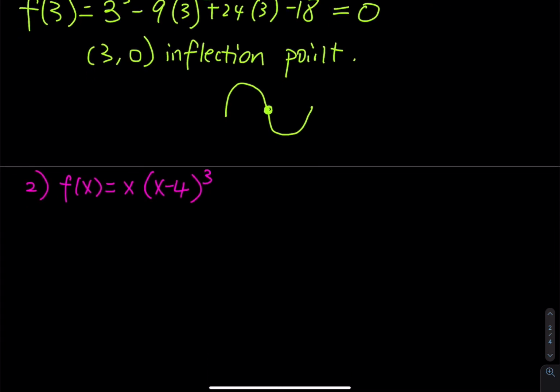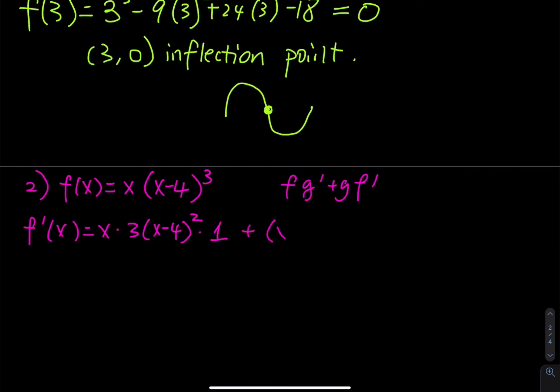So f prime of x. This one is using what rule? This one is using the product rule, right? fg prime plus gf prime. So that is x times 3(x minus 4) squared. The derivative of x minus 4 is equal to 1 using the chain rule. And then plus (x minus 4) cubed times the derivative of x, which is equal to 1. And then this one you will have to clean that up.